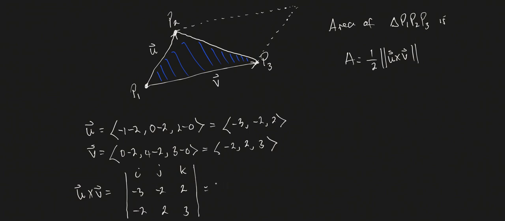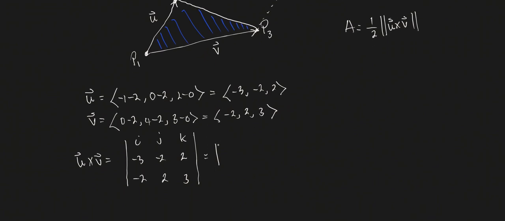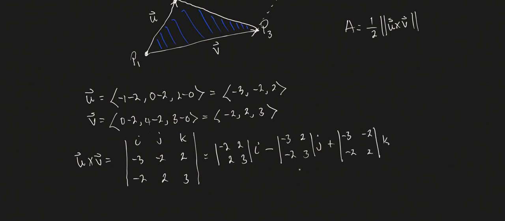I'll write down the 3 2×2 determinants that we need. So when I block out the first column, I'm left with -2, 2, 2, 3 times I, and then minus. Block out the middle column, I'm left with -3, 2, -2, 3 times J, and then plus. Block out the third column, I'm left with -3, -2, -2, 2 times K.